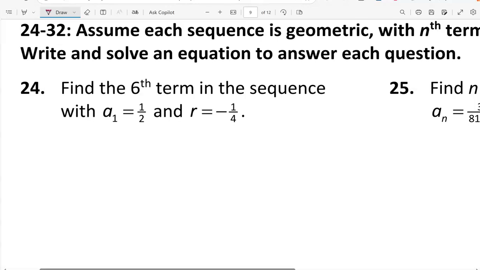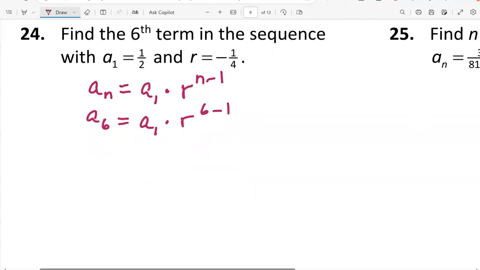So we are finding the 6th term in the sequence where the first term is a half and the common ratio is negative 1/4. And so I'm going to use my formula for the nth term of a geometric sequence. A sub n is equal to the first term a sub 1 times r raised to the n minus 1 power. So we are looking for the 6th term, which implies that n must be equal to 6. So I'm going to take a moment and just replace all of my n's with 6.